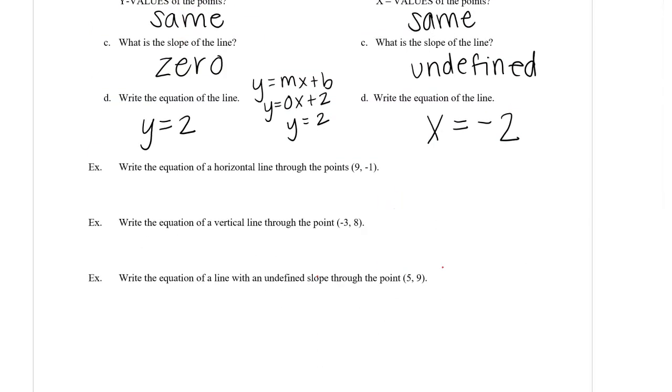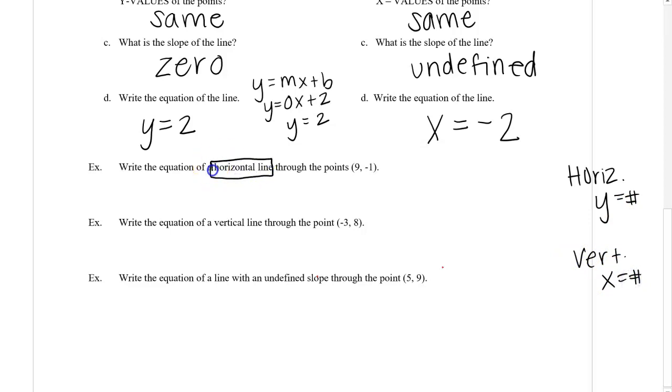When we go down to these examples, we have to make sure we recognize if we want a horizontal line, it has to be y equals a number. If we want a vertical line, it's x equals a number. So if we want a horizontal line through this point, a horizontal line is always y equals a number. So what does the y value equal here? The y value is -1.